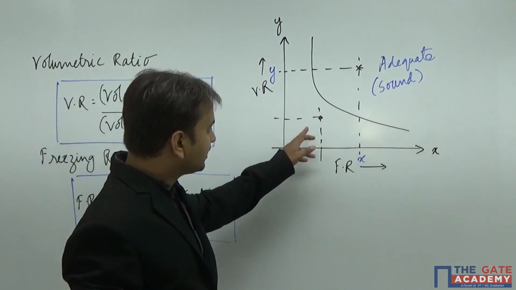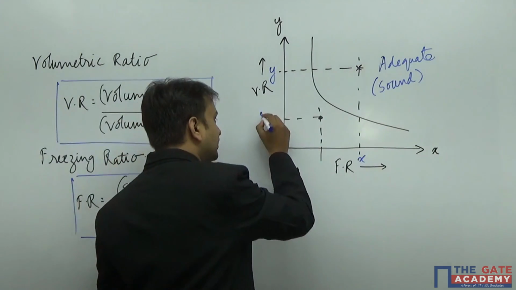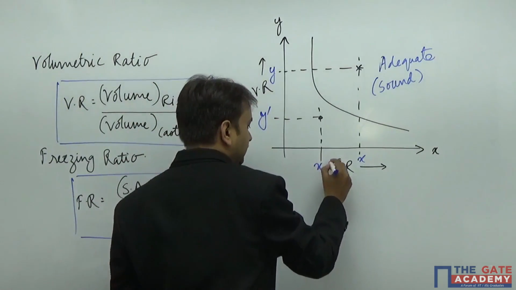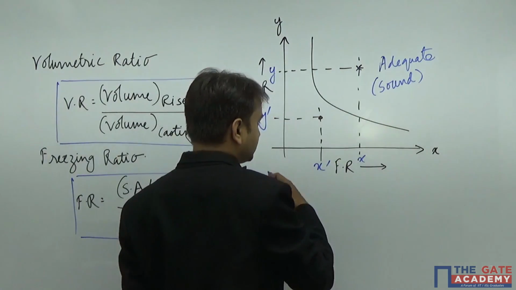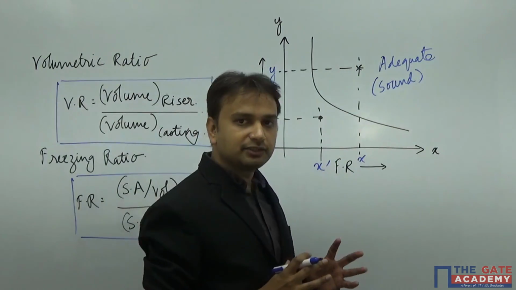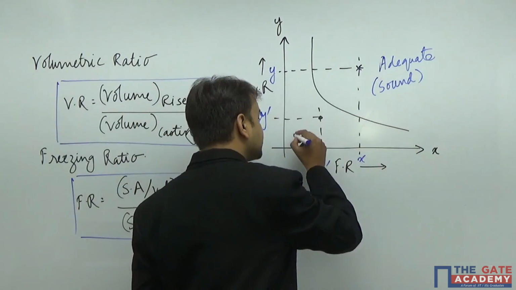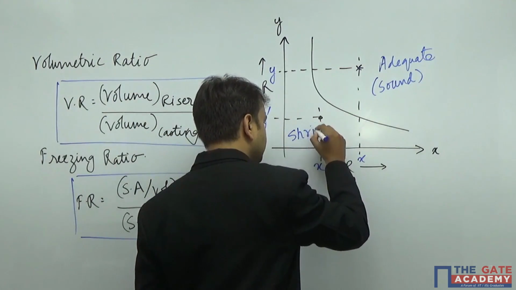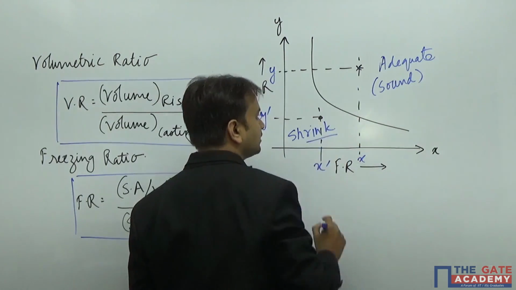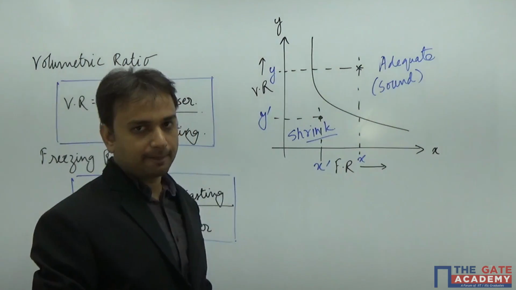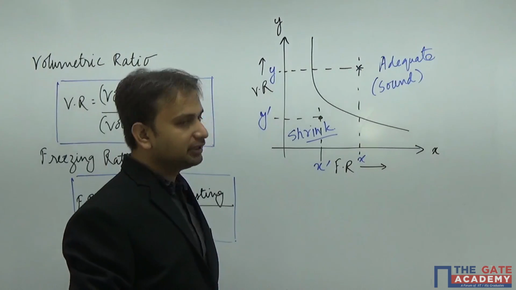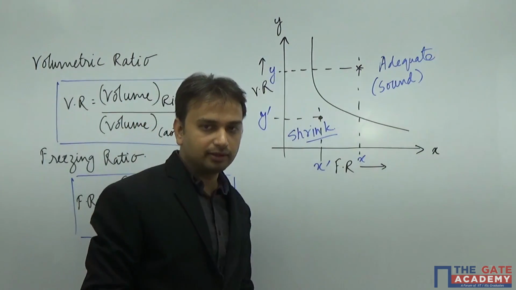And if it lies over here, let us call it y dash and x dash, of course, it is going to shrink. I mean, the casting is going to shrink. Riser is not going to help it. So you will get a shrink casting. Yeah. So this is nothing but the Keynes method, right?